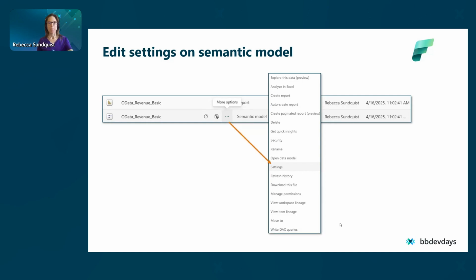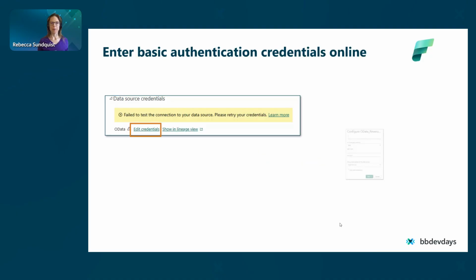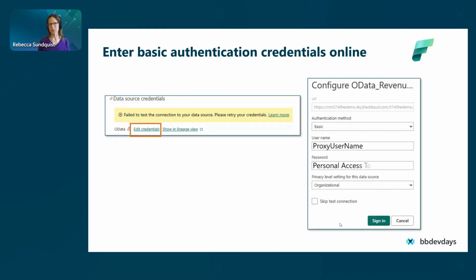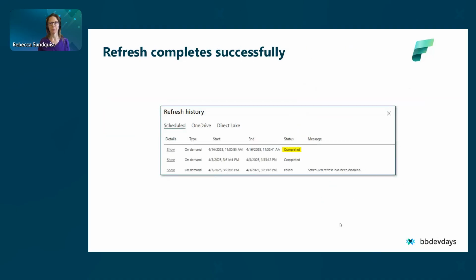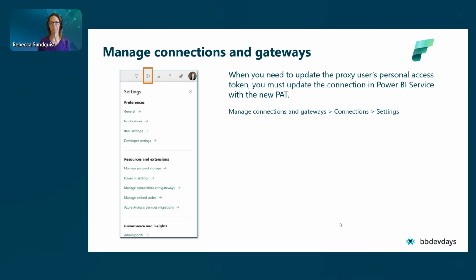Do that by locating your semantic model that was published with the report. You publish Power BI Desktop up to the service, a report and a semantic model are both created. Go to More Options in the settings there. And this is where under Data Source Credentials, you'll be able to enter those basic authentication again for your proxy user. And now you're ready to refresh on demand or on schedule in the Power BI service.